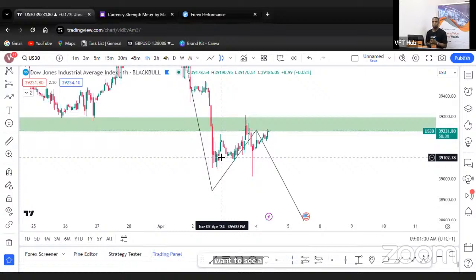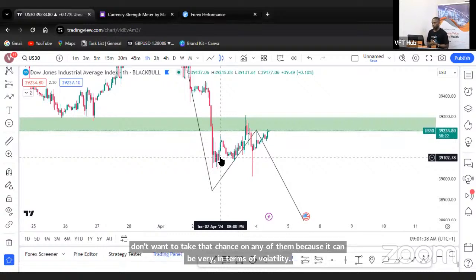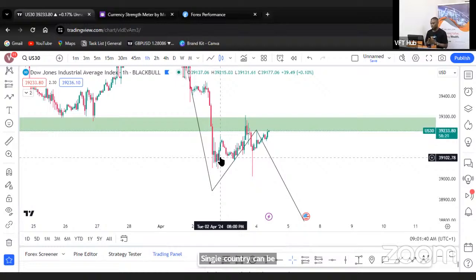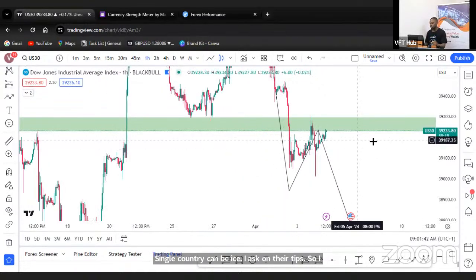I don't want to take that chance on any of them because it can be very crazy in terms of volatility. A single candle can be as high as 100 pips. So I don't want to risk that to my account, right? So I want to see a proper break of structure to the downside.